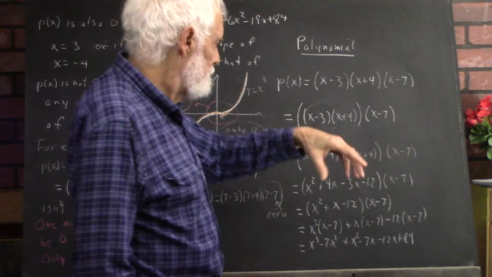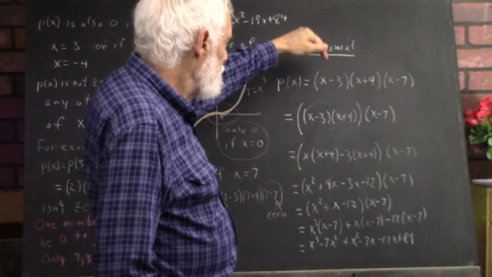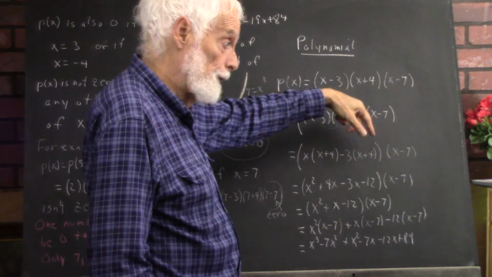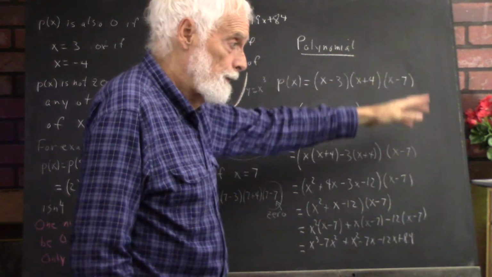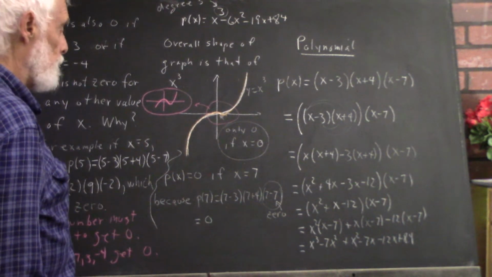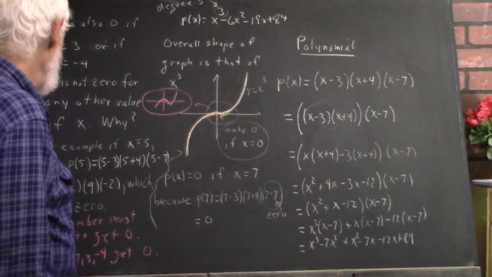A couple people recognized it and indicated that in the chat. But if x is 3, x minus 3 is going to be 0, so the whole thing's going to be 0. If x is minus 4, x plus 4 is going to be 0, the whole thing's going to be 0. So if x is 3 or negative 4 or 7, it's going to be 0.